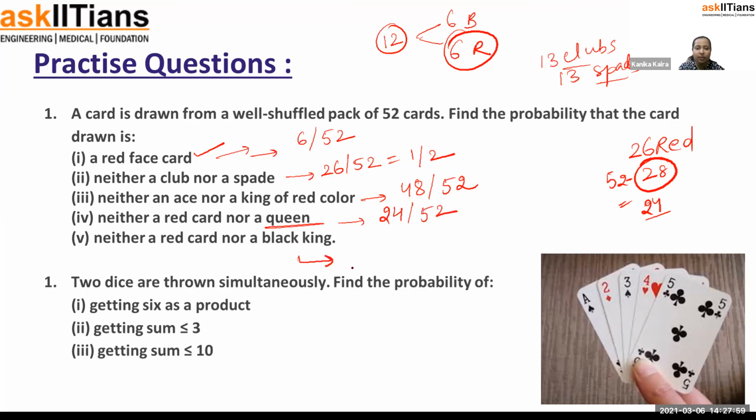Neither a red card nor a black king. So again, red cards are 26, black kings are 2. So 28 cards are not required. So probability is 24 over 52. Let's look at the solution.